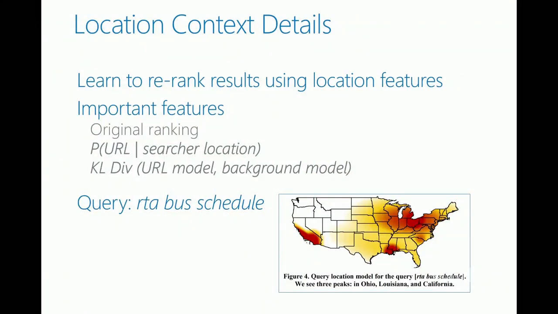And here's just an example, again, of RTA bus schedule. And you can see that there are pockets. There's a pocket here. It refers to Riverside, California. There's a pocket here around Ohio. And it's really just the Cleveland, Ohio Regional Transit Authority. And there's another regional transit authority down in New Orleans. And so given the same query, you can have very different geographic pointers to what might be the relevant URL.